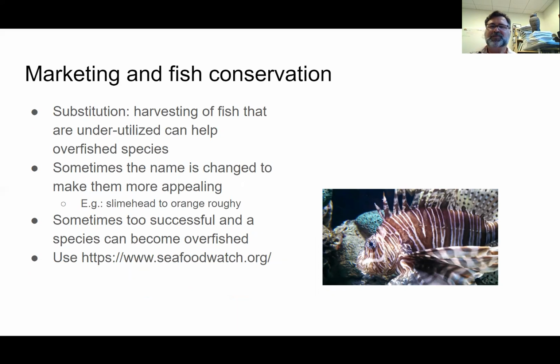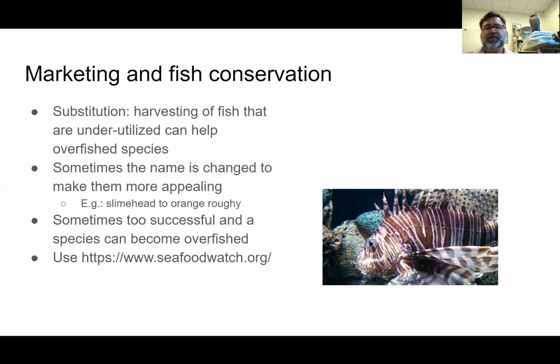One interesting aspect of fish conservation is marketing. So generally the strategies for conservation and overexploitation are education, regulation, and substitution. Substitution is when you take one animal instead of another.